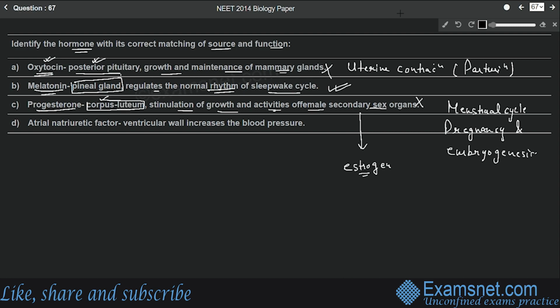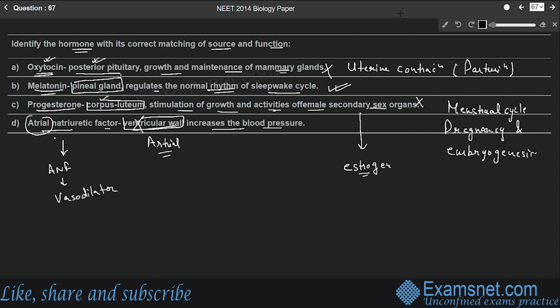And the last one is arterial natriuretic factor, and it is matched with ventricular wall. The source is ventricular wall and the function is that it increases the blood pressure. So we know that the arterial natriuretic factor, as the name suggests, is released from the arterial wall. It is clear from the name only. It is not ventricular wall. Also, arterial natriuretic factor, that is ANF, acts as a powerful vasodilator.